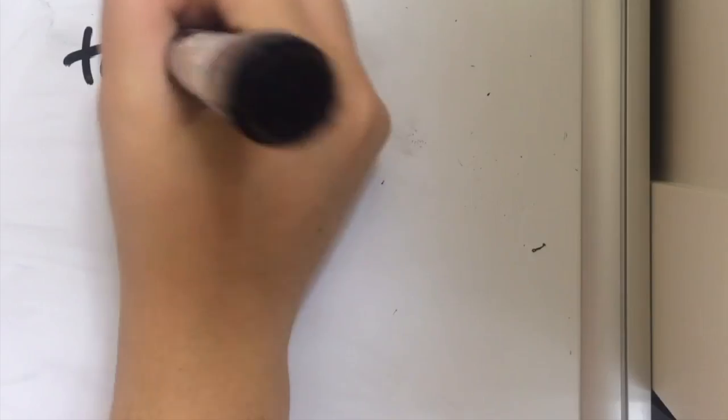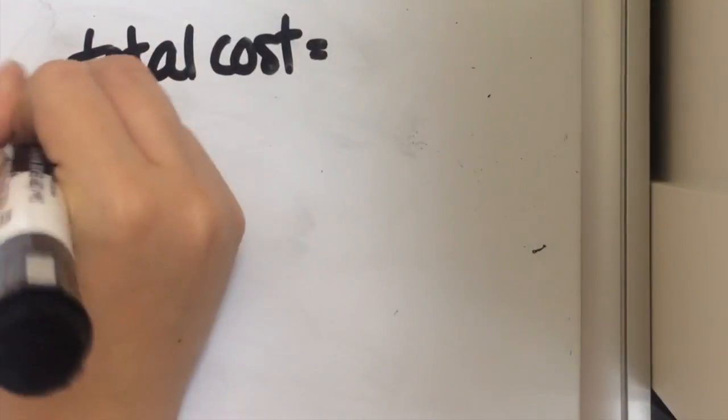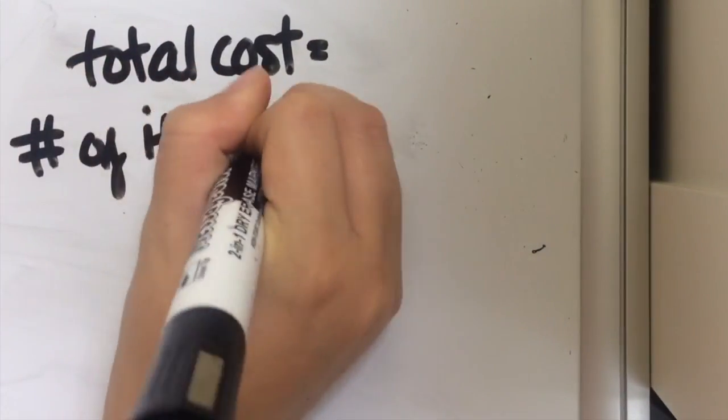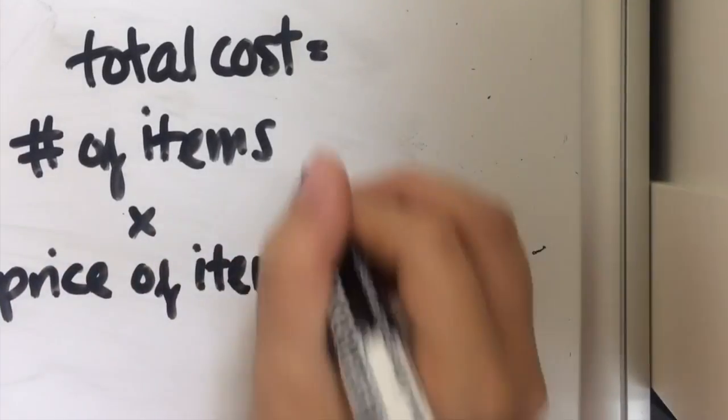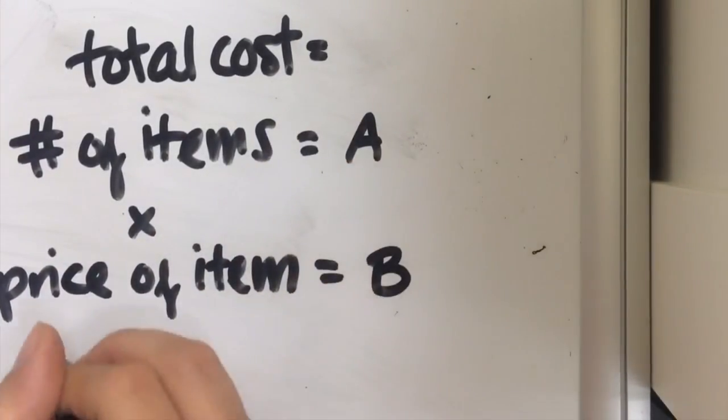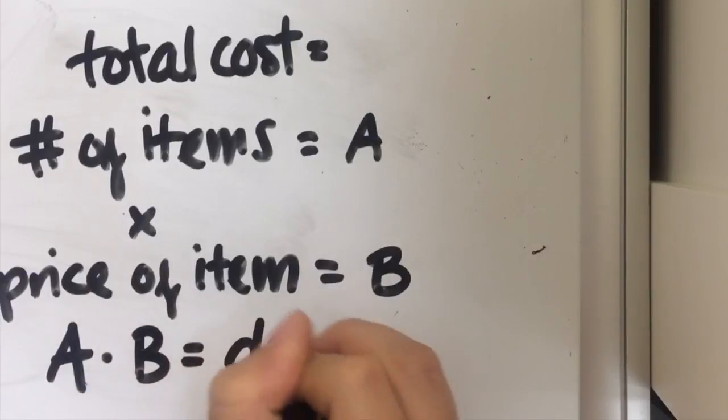A real-life example of when you would use dot product is when you're figuring out the total cost of a purchase when you go shopping. So you multiply the number of items times the price of each item, and you're going to get the dot product, or the total cost.